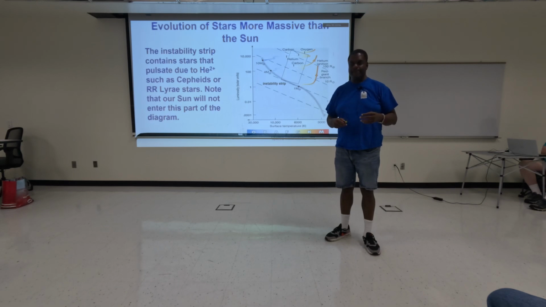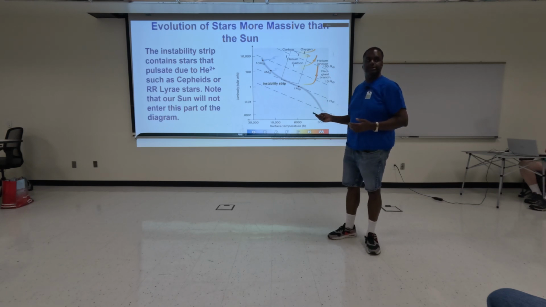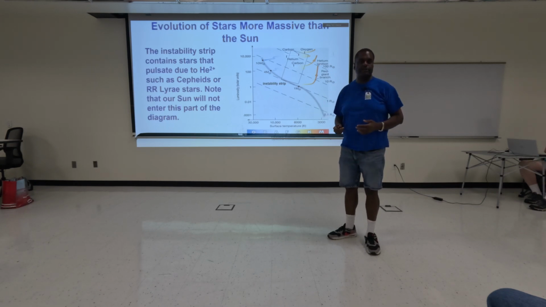The mass of the star determines how far it can expand before it collapses. The period of the star is related to its mass, which is related to its intrinsic brightness. Thus, these are very good what are called standard candles. We know how bright they're supposed to be. The key is that our sun won't ever get over here. So you need stars more massive than the sun to become these Cepheid variables or Lowry variables.